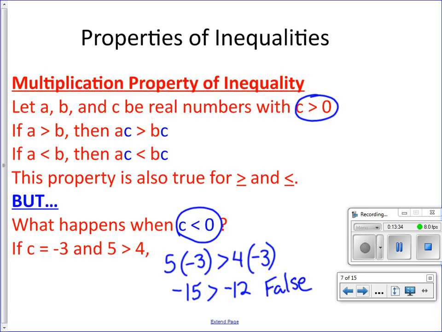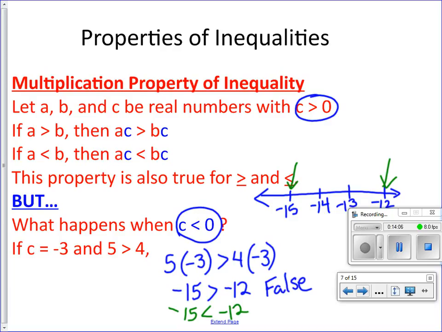All right, because you can see on a number line, if I draw a number line right here, negative 15 is to the left. It's right here. And it's to the left of negative 12. So that tells me that negative 15 is less than negative 12.